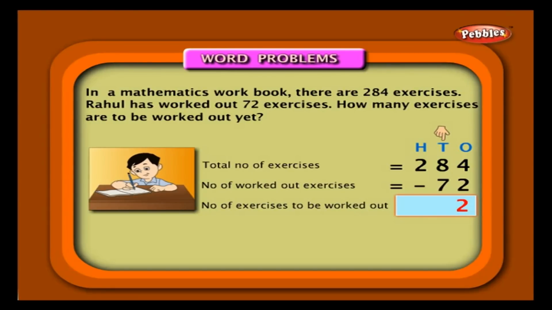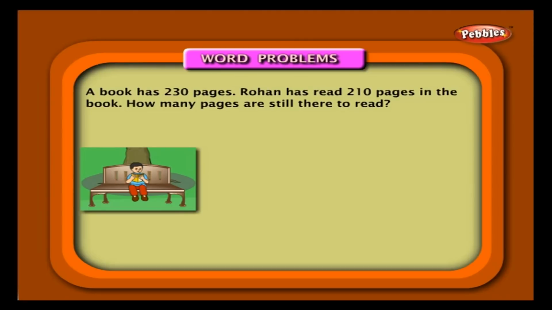Subtract the tens column. 8 minus 7 is equal to 1. Write 1 below the tens column. Subtract the hundreds column. 2 minus 0 is equal to 2. Write 2 below the hundreds column. Thus, 284 minus 72 is equal to 212.